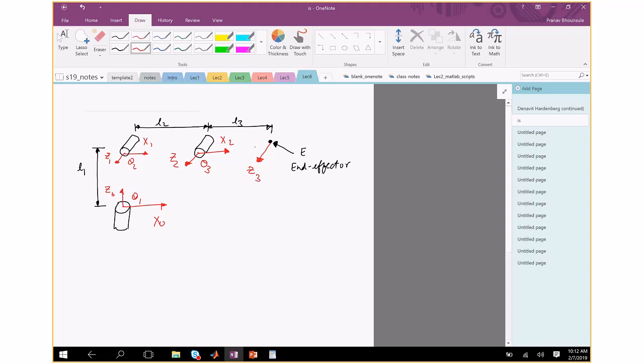So this looks a little bit weird. Let me move this so there is no ambiguity. The intention was to draw it such that that point E is exactly along the origin of that.